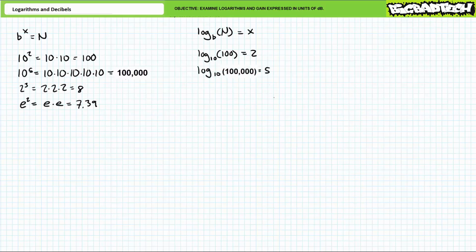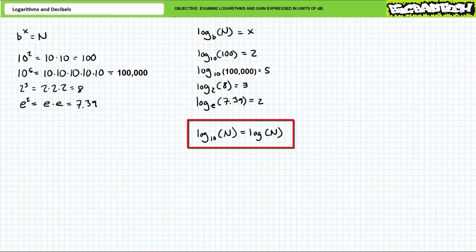Similarly, consider the expression log base 10 of 100,000. The answer is 5, since 10 to the 5th power equals 100,000. Similarly, log base 2 of 8 is 3, meaning 2 must be raised to the 3rd power to get 8. Finally, log base e of 7.39 is 2, meaning e must be raised to the 2nd power to get 7.39.